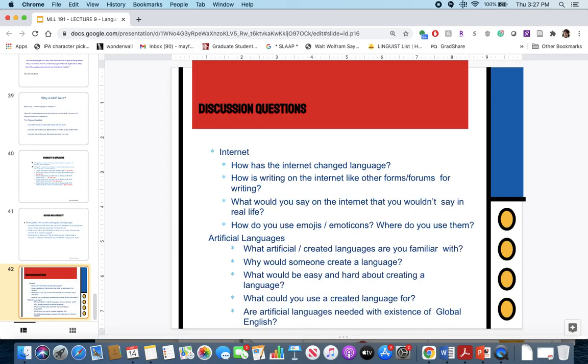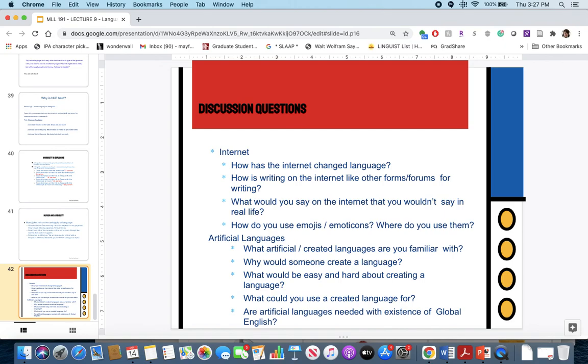So here are the discussion questions I have for this week. How has the internet changed language? How is writing on the internet like other forums for writing? What would you say on the internet that you wouldn't say in real life? How do you use emojis or emoticons? Where would you use them? Either or. And also artificial languages.